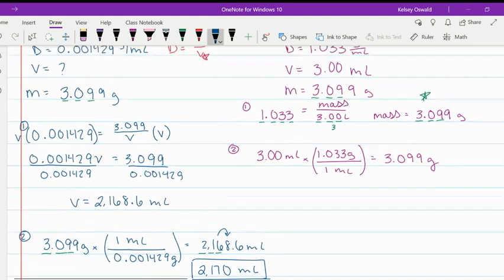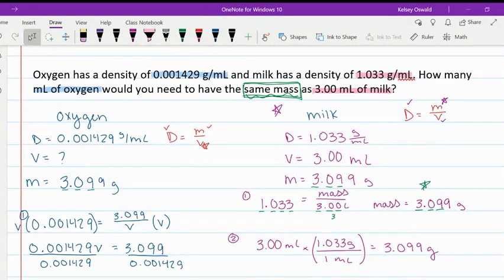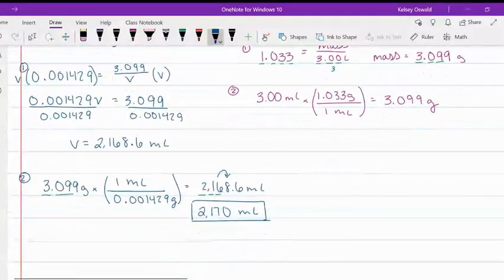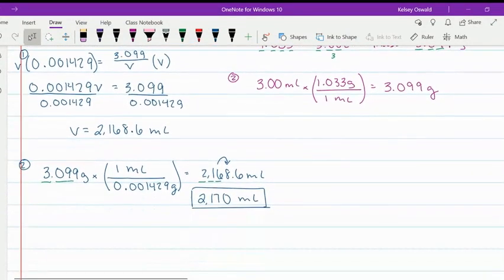Okay, so for these guys, when you have multiple things going on, break it up. What do you know about each of the substances? Categorize it. Then look to see which substance you know more about, and start off by looking at them. Look to see what variable you can solve for. Are you trying to solve for your volume or for your mass? And then for this one, since they had the same mass, whatever mass we had of milk, we knew we had to have that same mass for our oxygen. And then we could, again, use that density equation or use density as a conversion factor to figure out what volume of oxygen corresponded with a mass of 3.099 grams.